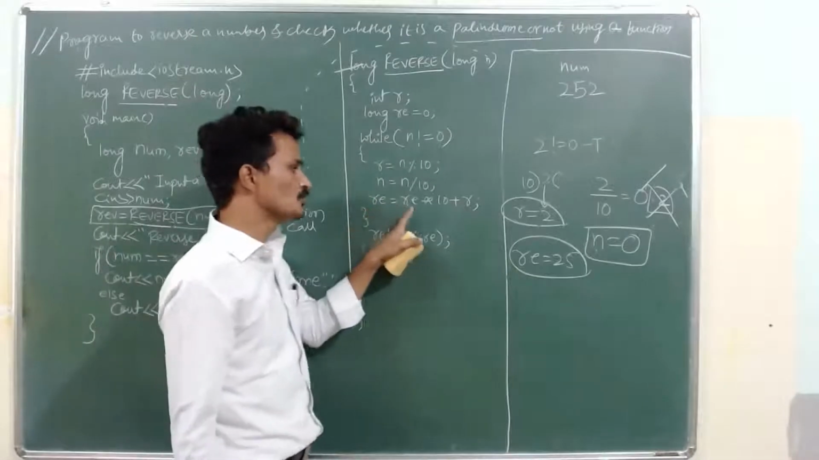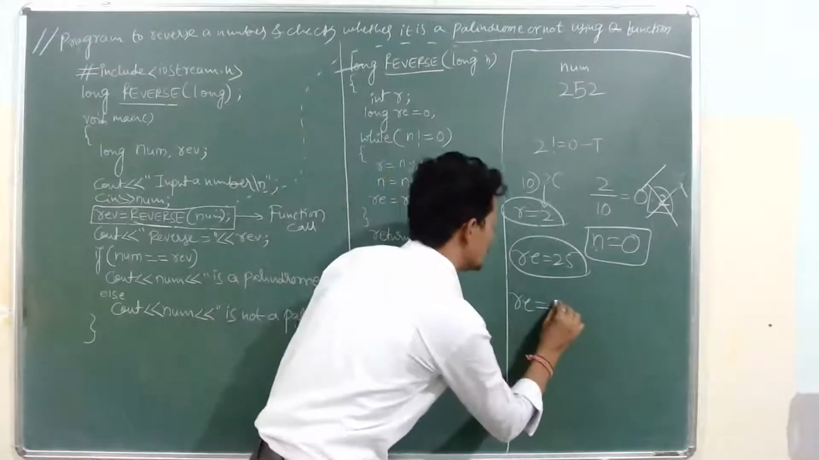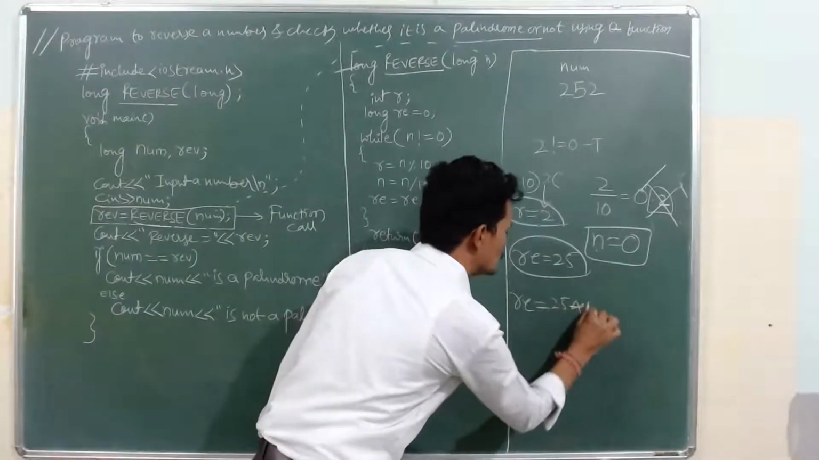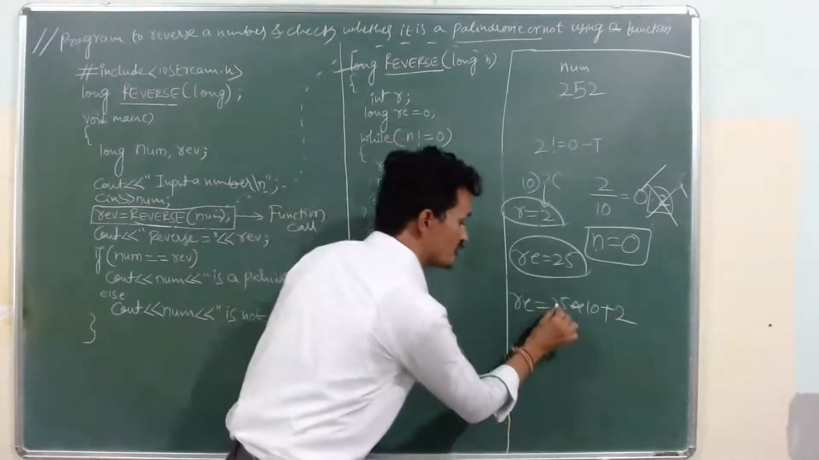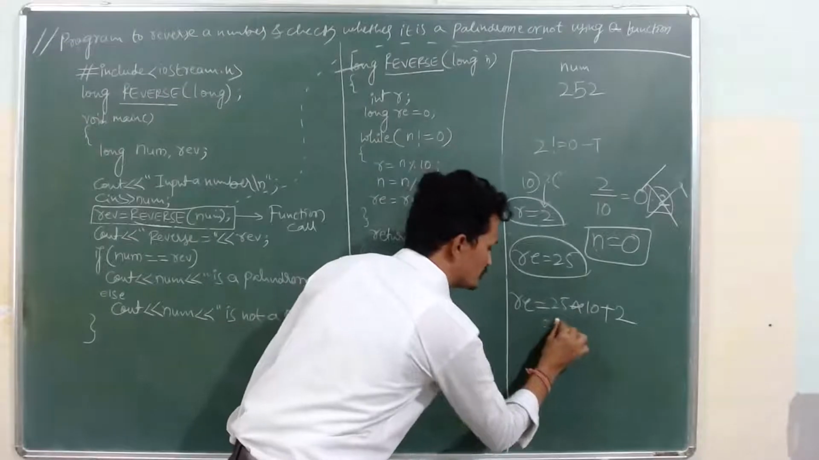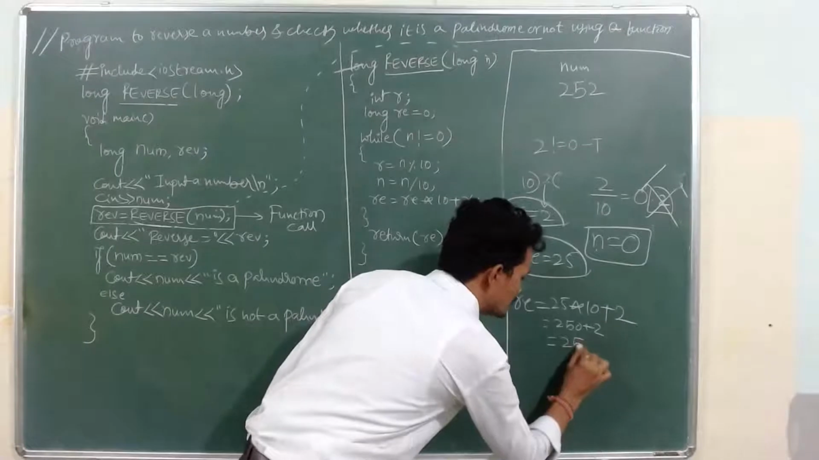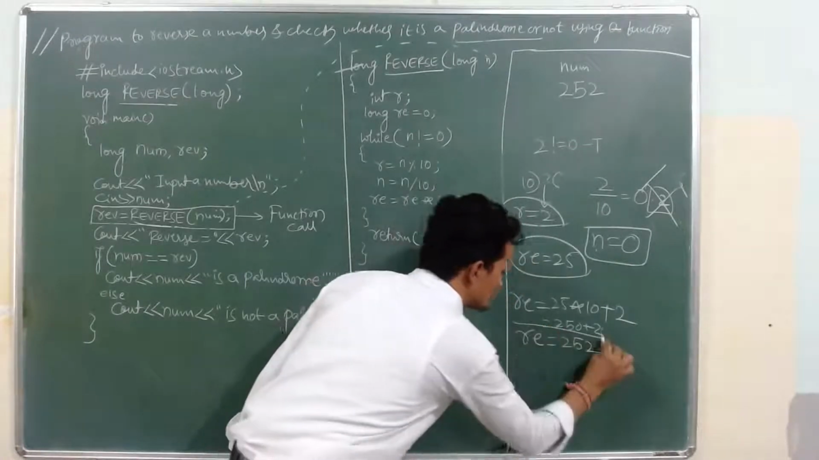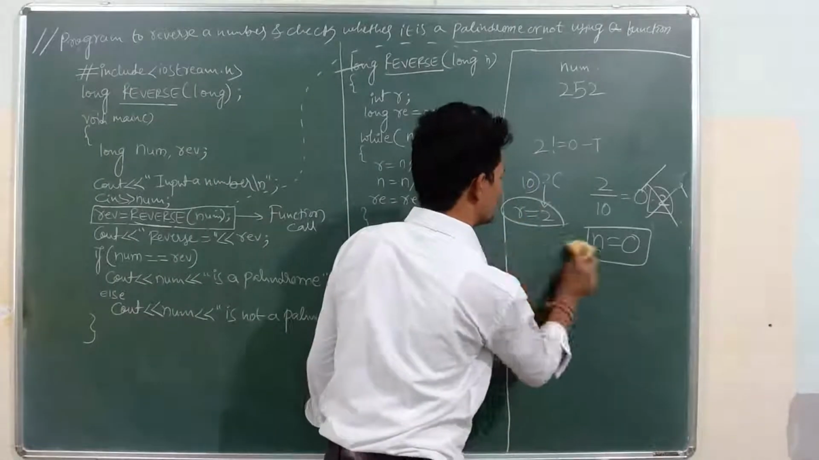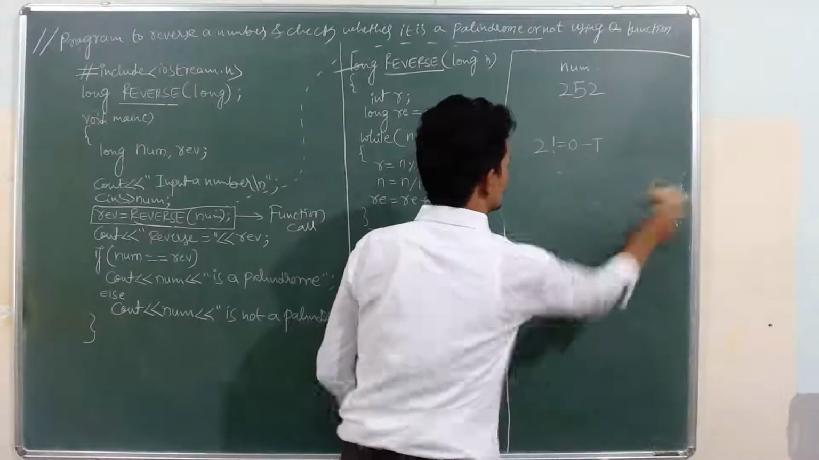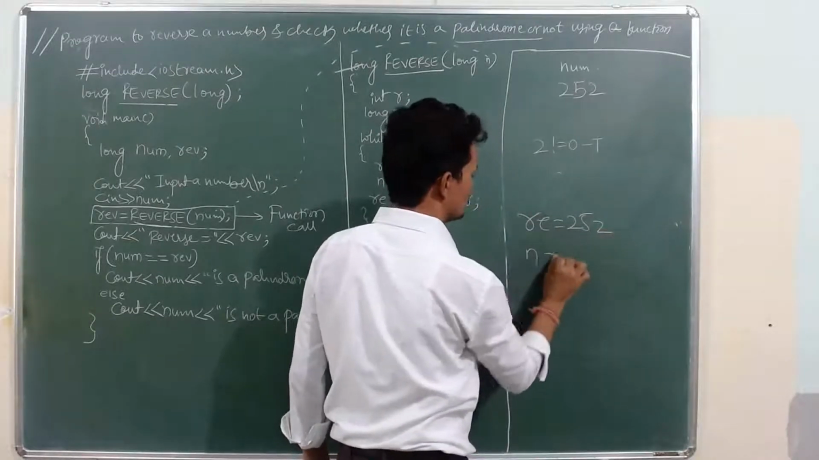Next, rev is equal to rev into 10 plus r. rev is nothing but reverse. Reverse is 25 into 10 plus what is the value of r? 2. 25 into 10 is 250. 250 plus 2 will give the answer as 252. 252 is assigned to which variable? Reverse variable. So I am going to write here, reverse is equal to 252. The value of n is 0.